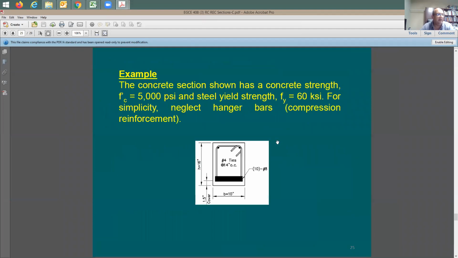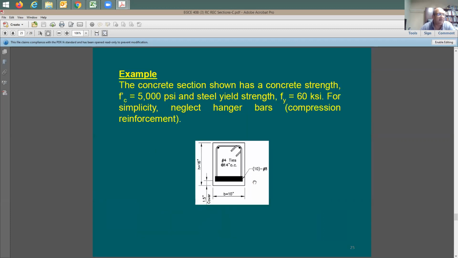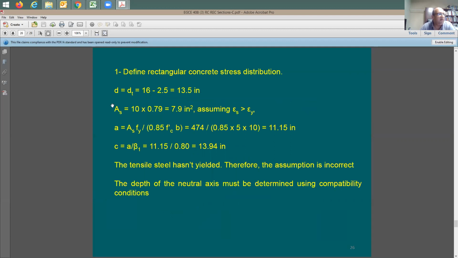So what I did, I added a lot of reinforcing. Instead of 3 number 8, I made them 10 number 8. I want to see what is the effect of this, right? And we're trying to compare here what happened to the phi factor. So what happened when you add lots of reinforcing, the compression block depth went down, right? And C over D was very big in value.